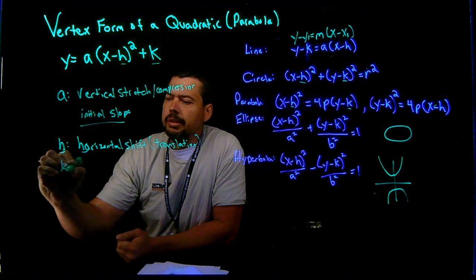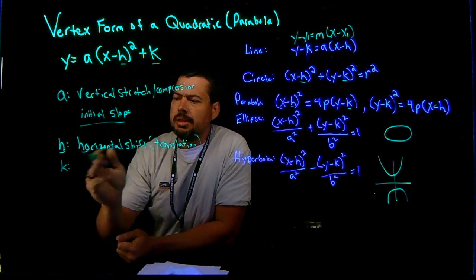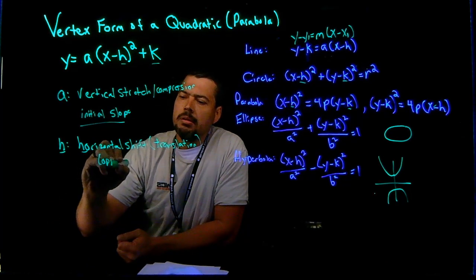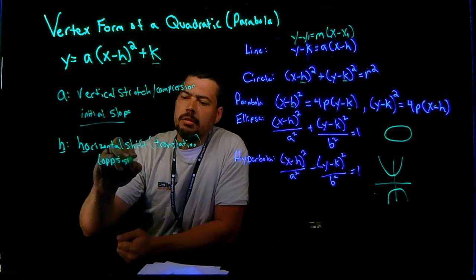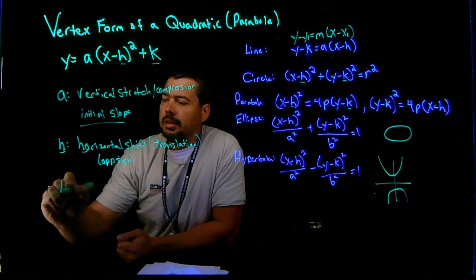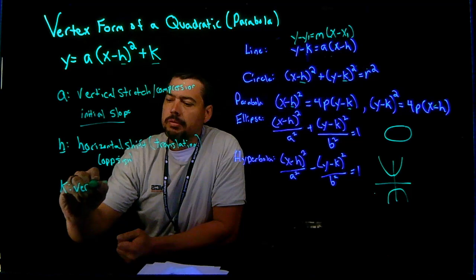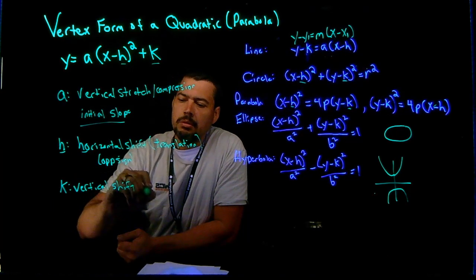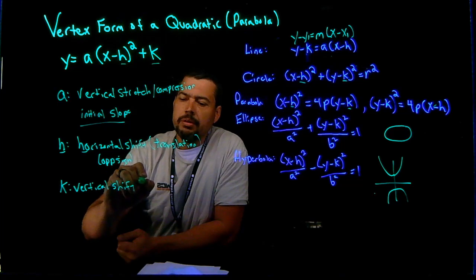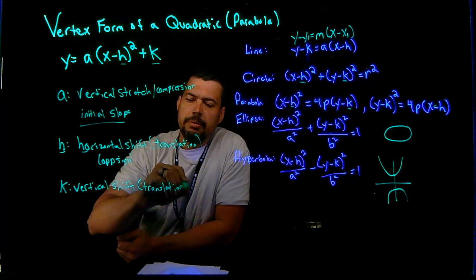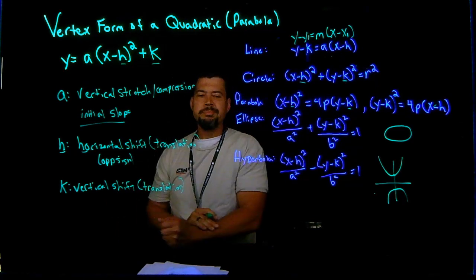And K, the one that kind of doesn't make sense. Why we use it, I'm not sure. Oh, speaking of H, we always do it opposite of the sign. It's negative. It looks negative in here. We'd shift the opposite direction. K is your vertical shift. And again, another word for vertical shift would be translation. That would be the more appropriate mathematical word.